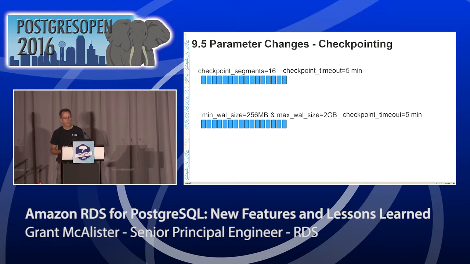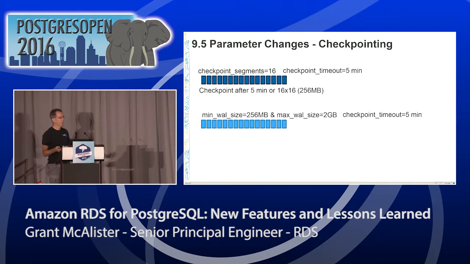One of the other things that has changed with 9.5 is the parameters around checkpoint segments. And this was very helpful for us because we start out with a default of 16 checkpoint segments. So that's essentially 256 meg. So what happens as you're writing along, if you have your checkpoint timeout set to 5 minutes, is you start using these segments. Well, when you use them all up, basically it's going to checkpoint.